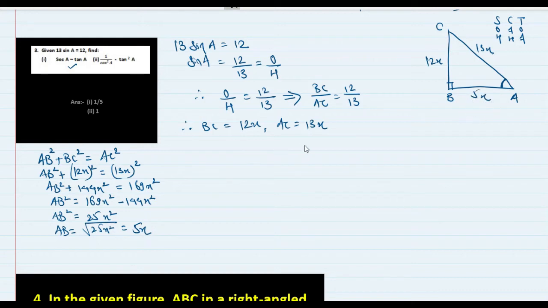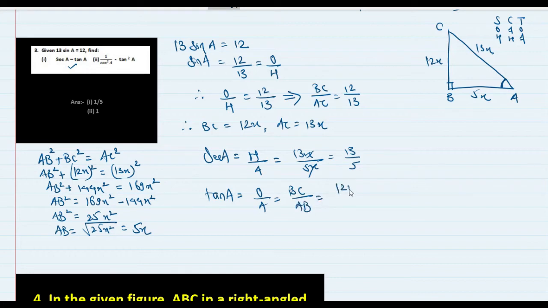Okay, now we can find whatever we want. If we want to find sec A, see, sec is reciprocal of cos. So it is hypotenuse upon adjacent, which is 13x upon 5x. X cancels, which becomes 13 by 5. And we have to find tan A. So tan A is opposite upon adjacent. Opposite of angle A is BC. Adjacent to angle A is AB. So BC upon AB is 12x by 5x, x cancels, 12 by 5.